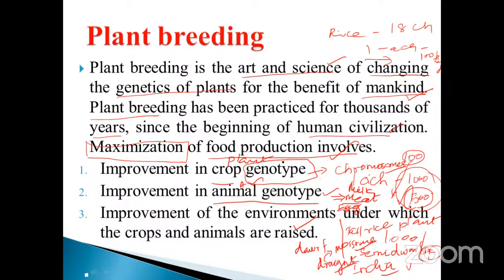First of all, you should note it down. Plant breeding is the art and science of changing the genetics of plants for the benefit of mankind. Plant breeding has been practiced for thousands of years, since the beginning of human civilization. The maximization of food production involves the improvement in crop genotype, second the improvement of animal genotype, and third the improvement of the environment under which the crop and animals are raised. These are the food production involvements.